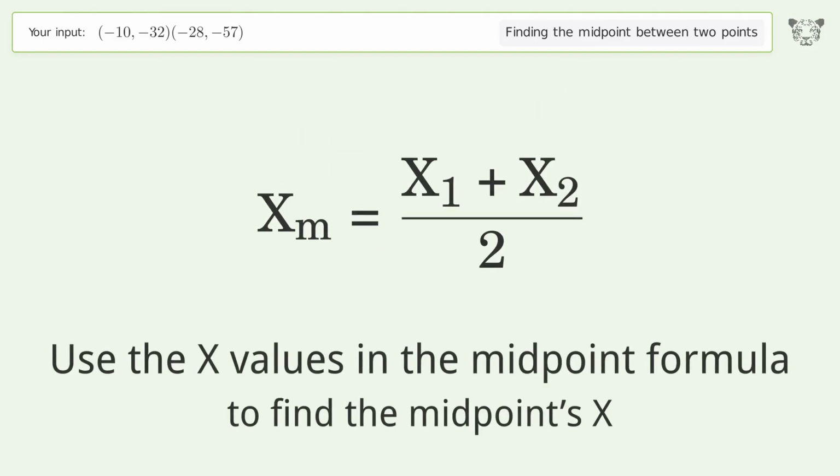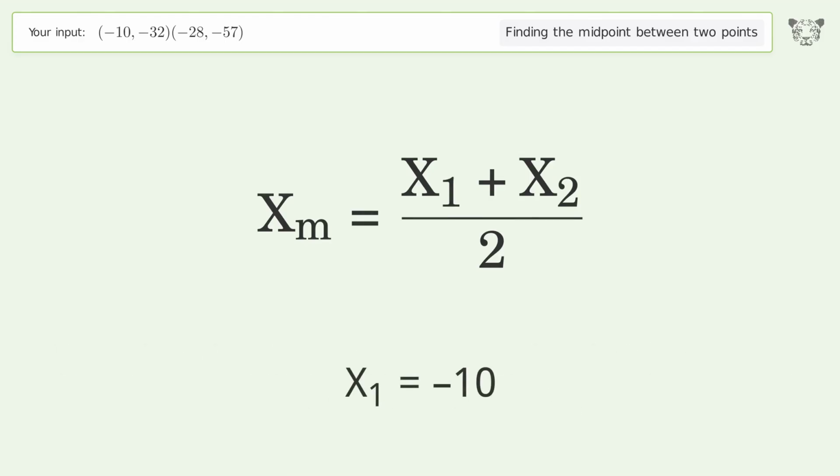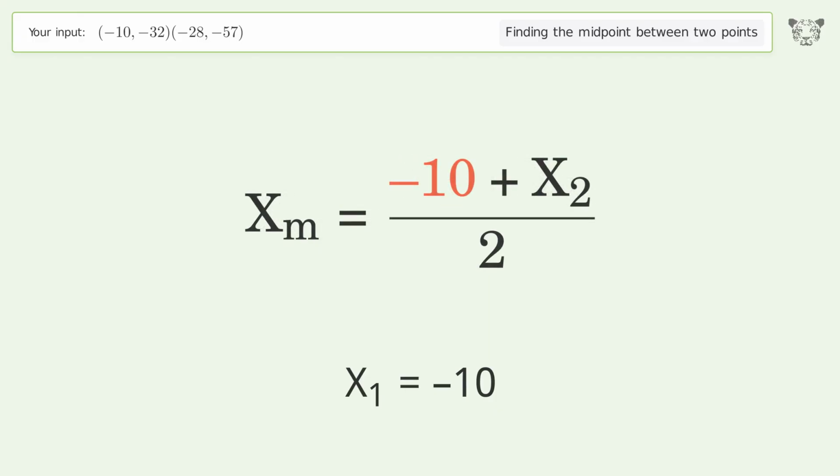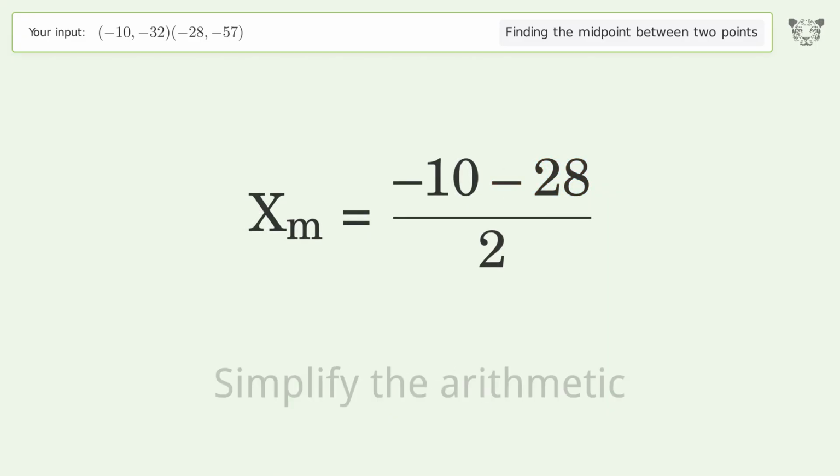Use the x values in the midpoint formula to find the midpoints x. x1 equals -10. x2 equals -28. Simplify the arithmetic.